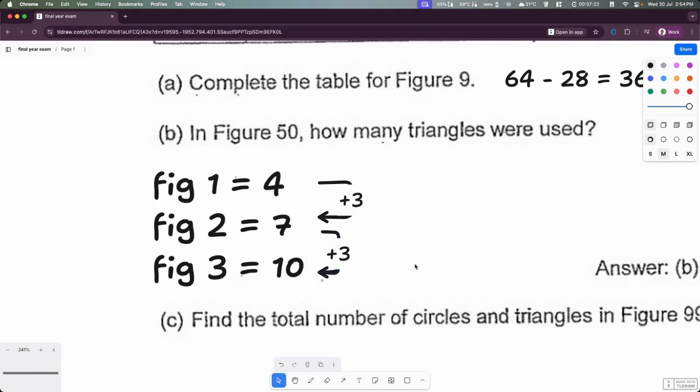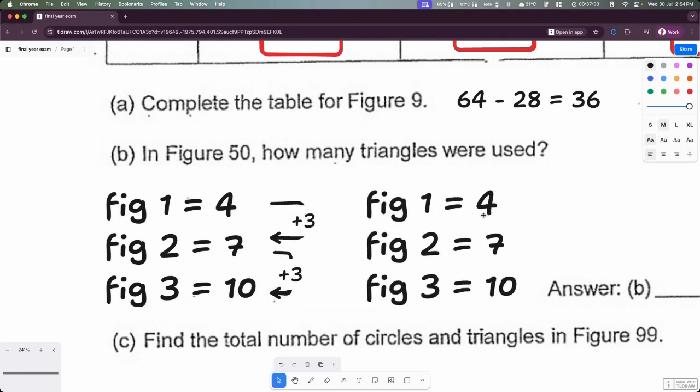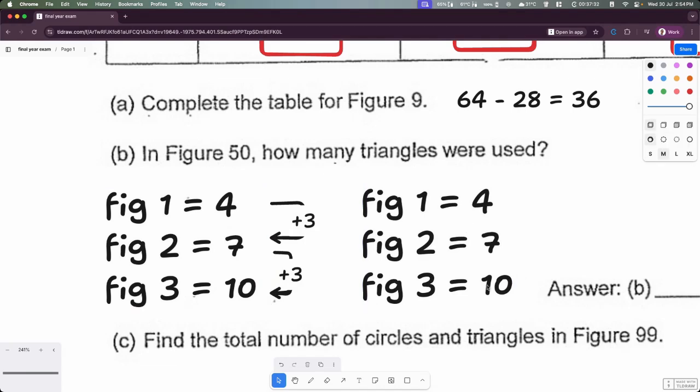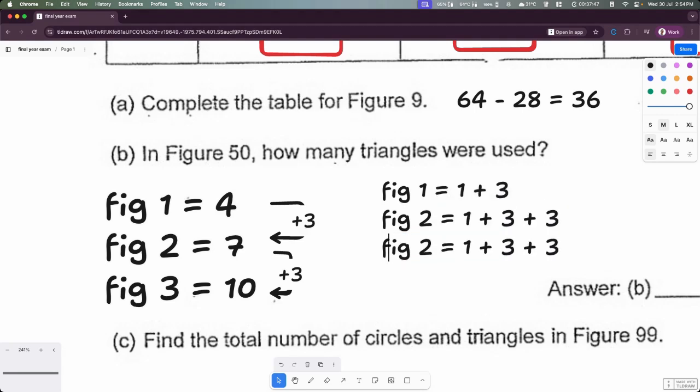Okay, so in essence, for figure 1 is basically 1 plus 3, right? So if I were to do this another way, figure 1 is basically 1 plus 3. And then figure 2 equals 1 plus 3 plus 3. And then figure 3 is equal to 1 plus 3 plus 3 plus 3.